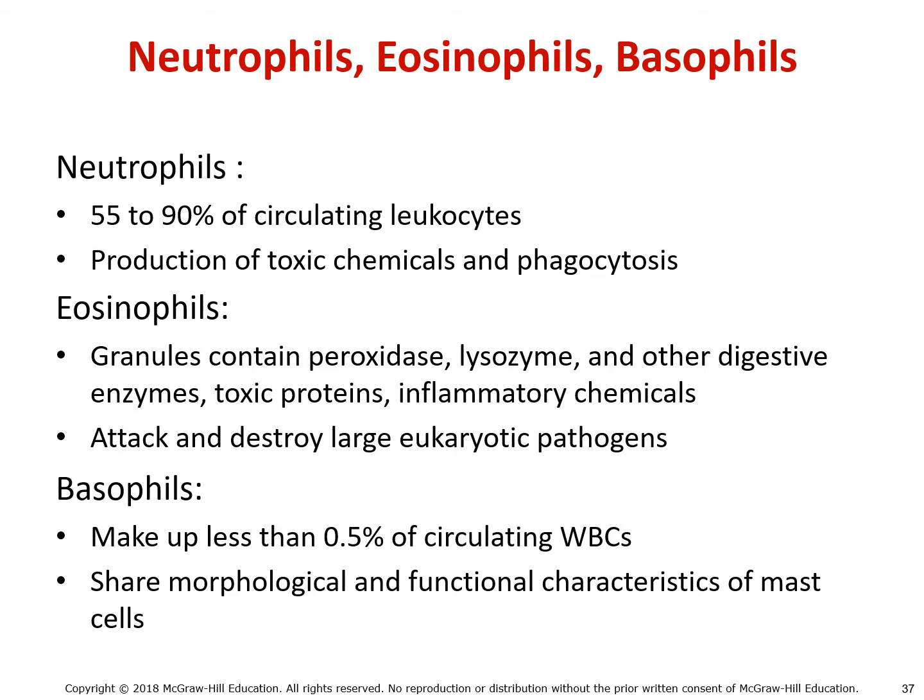Basophils, again, are also very rare, so we see them being around 0.5% of circulating white blood cells. And ultimately, they're going to be very similar to mast cells and help control things like inflammation.